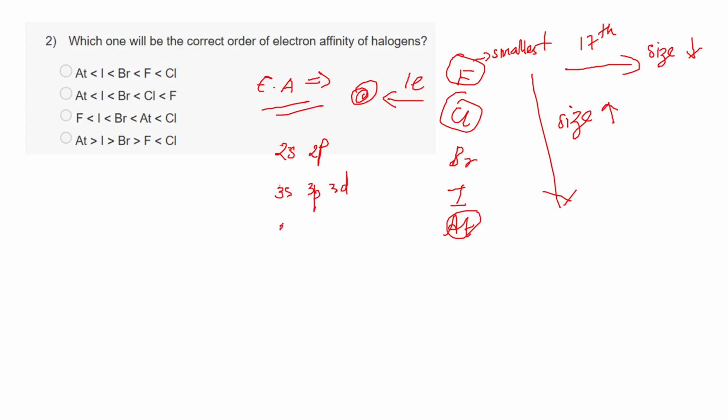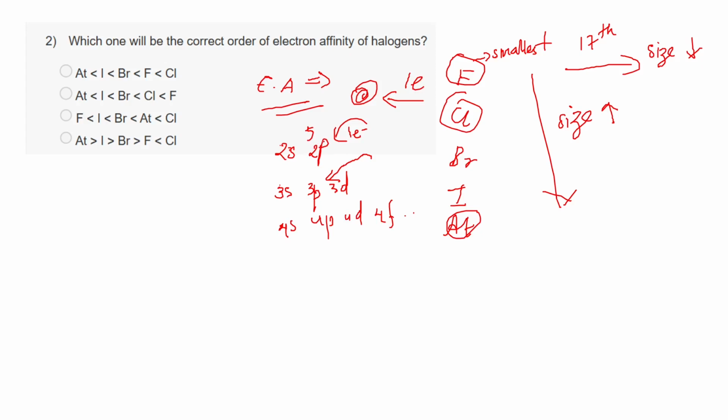Then bromine will have 4s, 4p, 4d, 4f, and so on. So if you add an electron, it is coming to this p orbital here. For fluorine, the case is that fluorine is so small, and already we have 5 electrons in this 2p orbital.